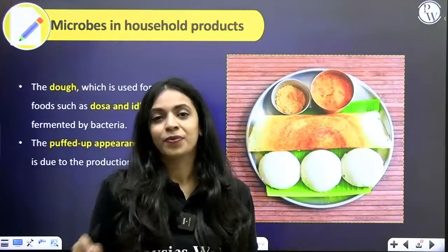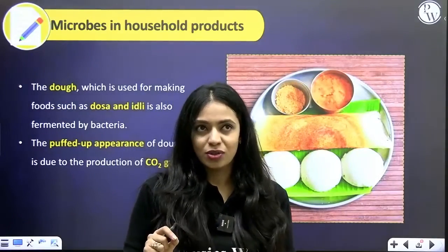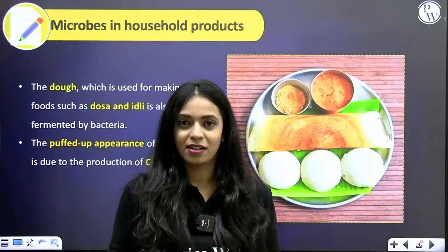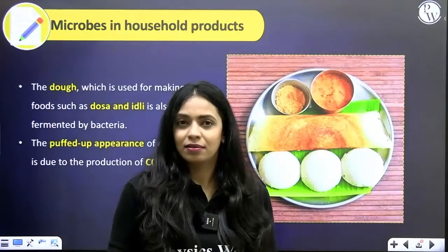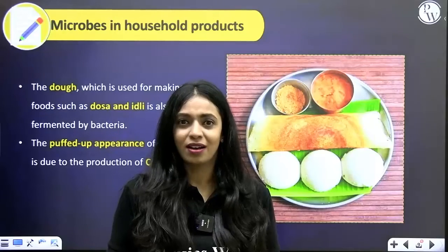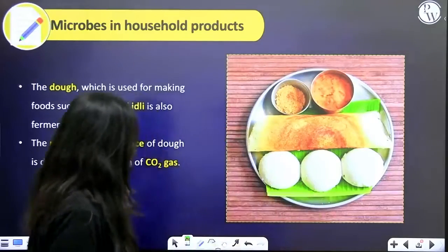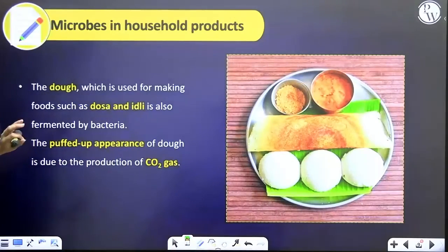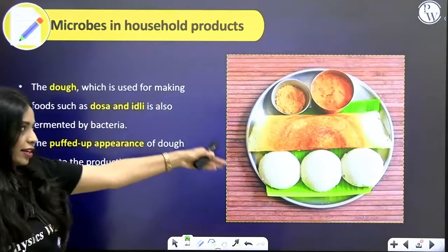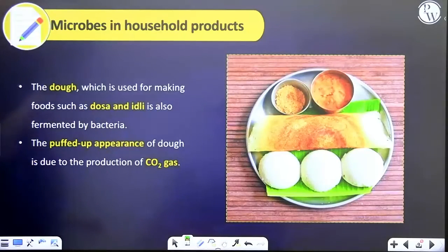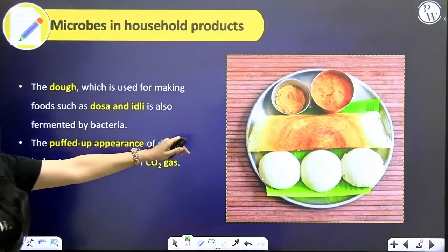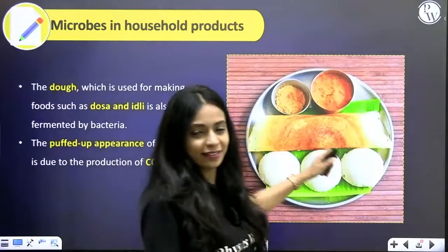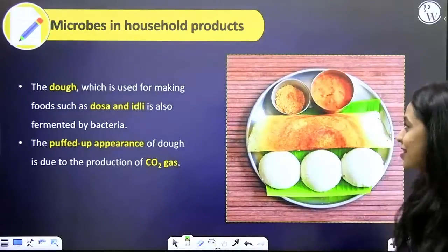and as it escapes it will leave holes on your dosa. I think it's called dosa in some parts of India. In Karnataka we call it dose, and in Kerala I think it's called dosha. I'm not very sure of its pronunciation. So this is dosa and idli for you. If not for microorganisms, we could not have made the delicious dosas and idlis, right?